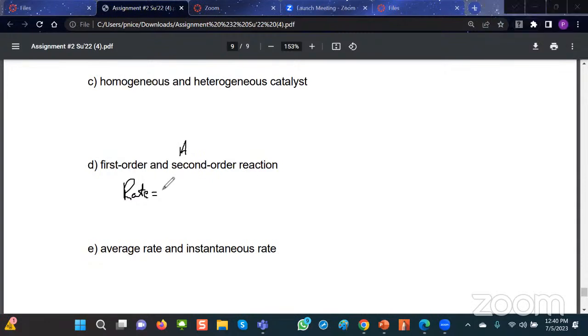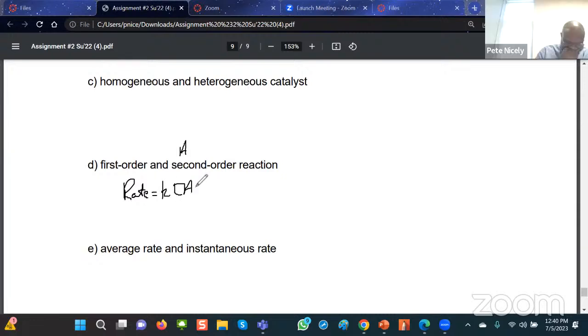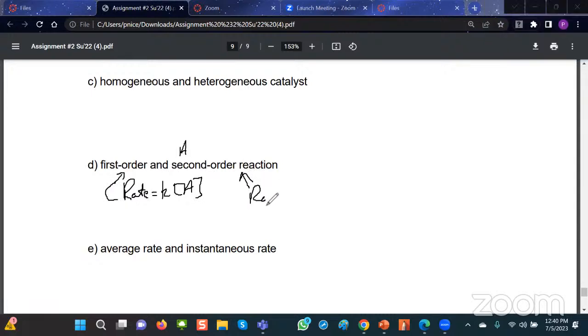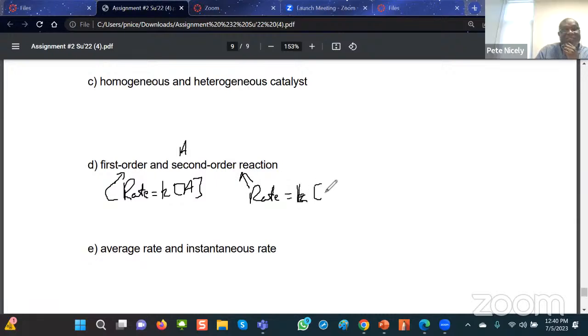Rate equals k times the concentration of A. Okay, so this is for the first order. And for the second order reaction, what would be the rate law? Rate equals k times the concentration of A squared. Right, k times the concentration of A squared. So the obvious difference between them is the exponent, or the power that the concentration of A is raised to. In this case, it's 1. In this case, it's 2, right?